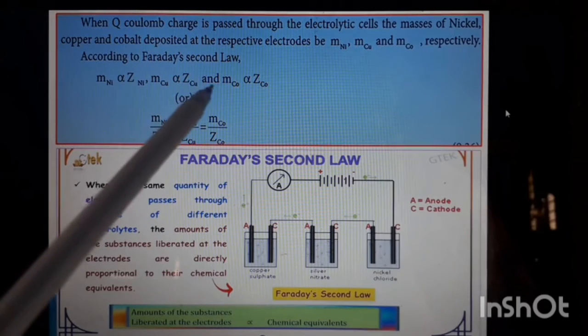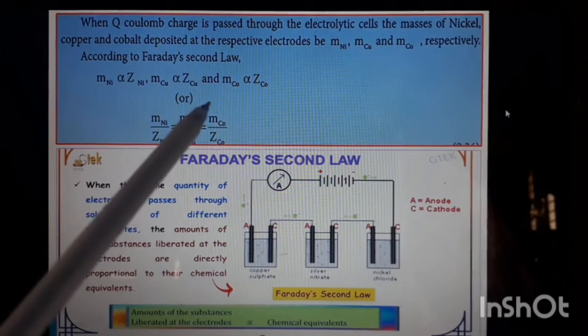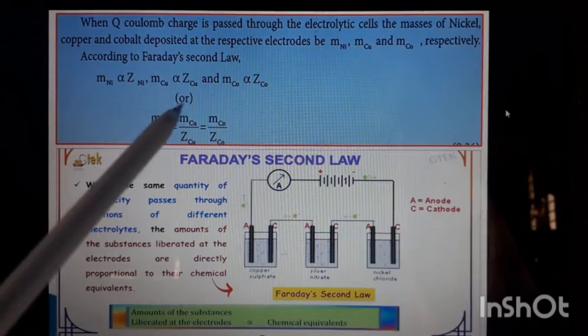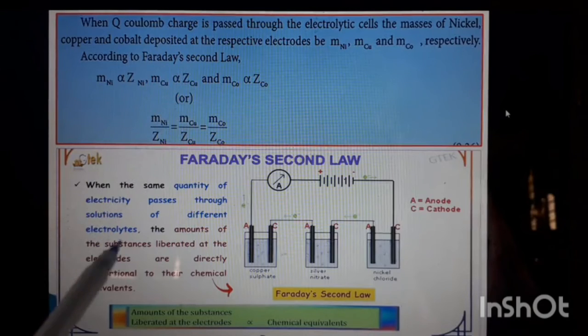Very important question. The first law and second law are an important 5-mark question. Very important, don't forget it. Note it.